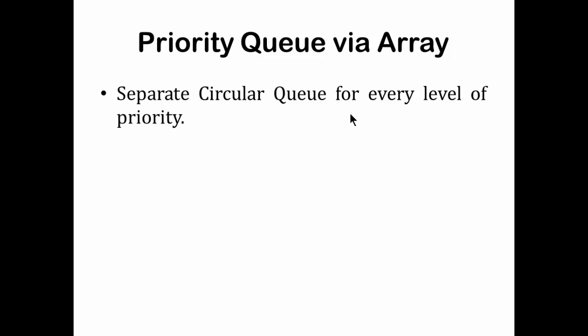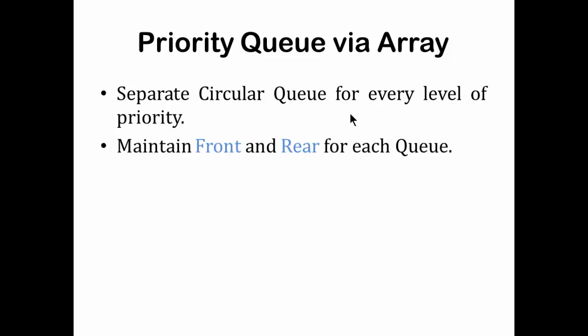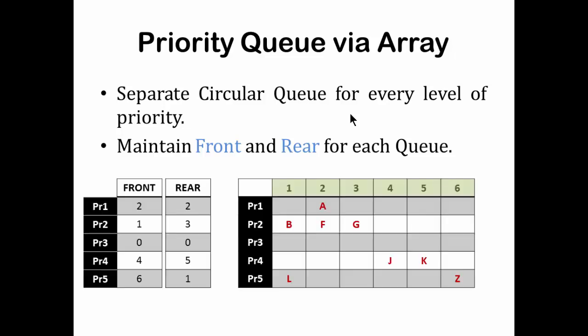Implementation of the priority queue with the array. So as we said earlier, priority gives me an idea that there will be separate queues for different priority levels. So circular queues for every level of the priority should be created, and the front and rear information of each queue should be maintained. So let's look at an example. Here we have got 5 priority levels. This is the highest priority, this is the lowest priority.